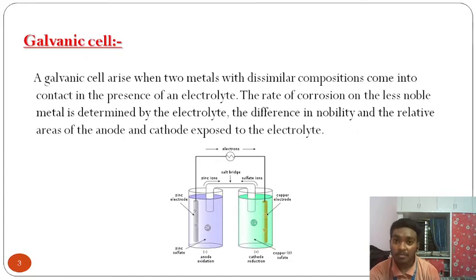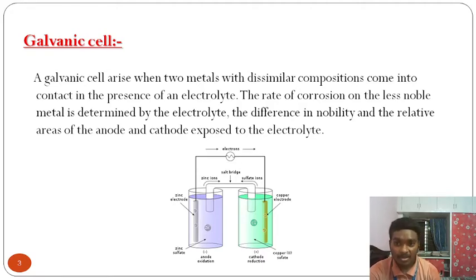Before going into depth in galvanic series, we will discuss the galvanic cell. A galvanic cell arises when two metals with dissimilar compositions come into contact in the presence of an electrolyte. The rate of corrosion on the less noble metal is determined by the electrolyte, the difference in nobility, and the relative areas of the anode and cathode exposed to the electrolyte.